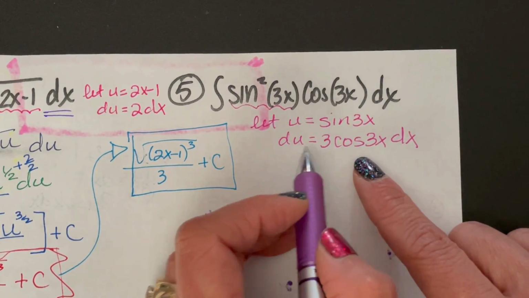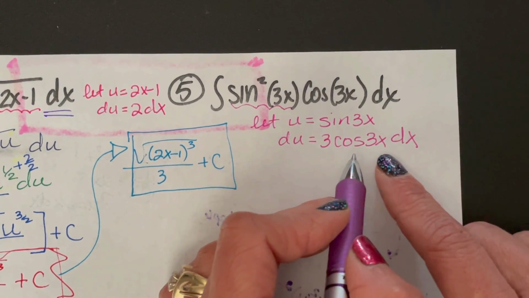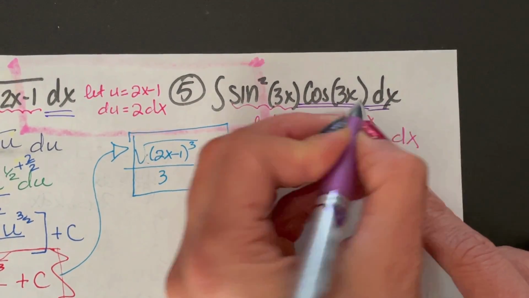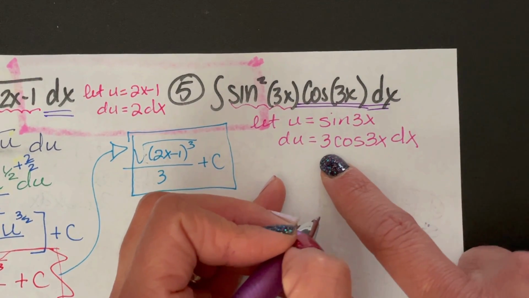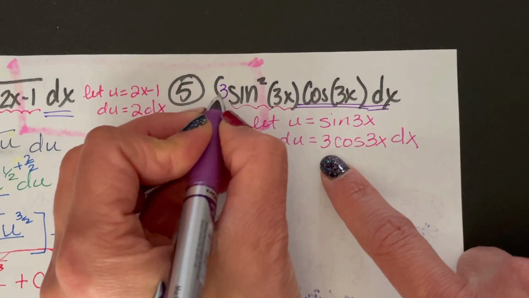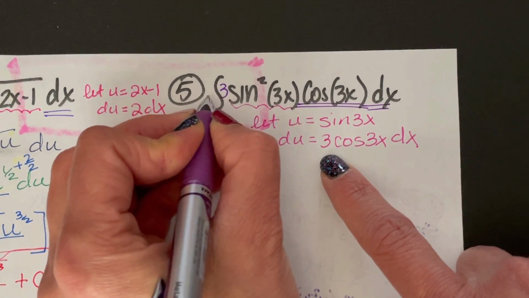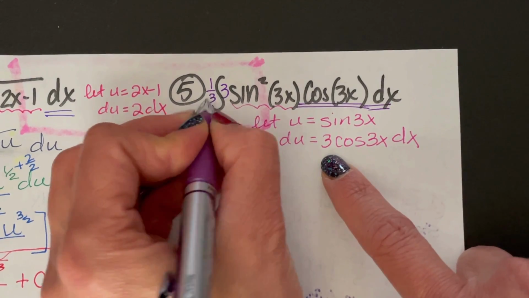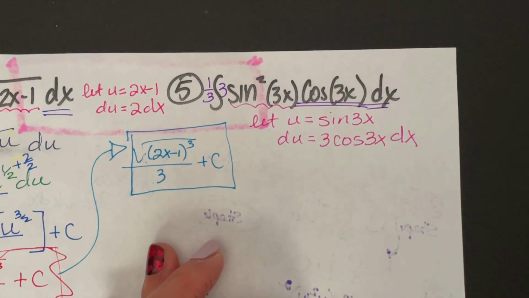Do we have the du? Do we have 3 cosine 3x? We have the cosine 3x, the dx, but there's not a 3. So we have to fix it and put the 3 in front. But if I put a 3 here, I have to make sure that I put something out front of the integral that cancels it out to a 1. Its reciprocal is 1/3, and that's going to be what does it.